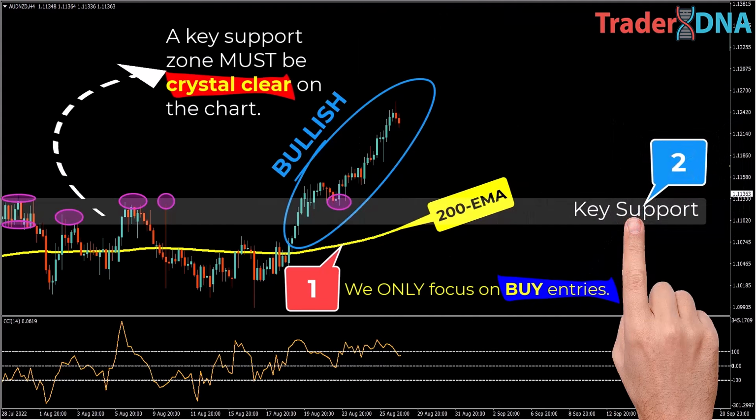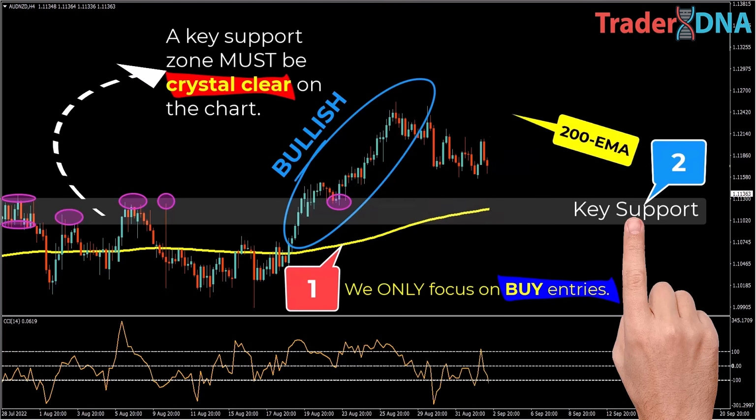Rule number 2, completed. Step 3, now we wait for the perfect setup. Price needs to pull back, sliding down toward the 200 EMA, but not breaking through it.